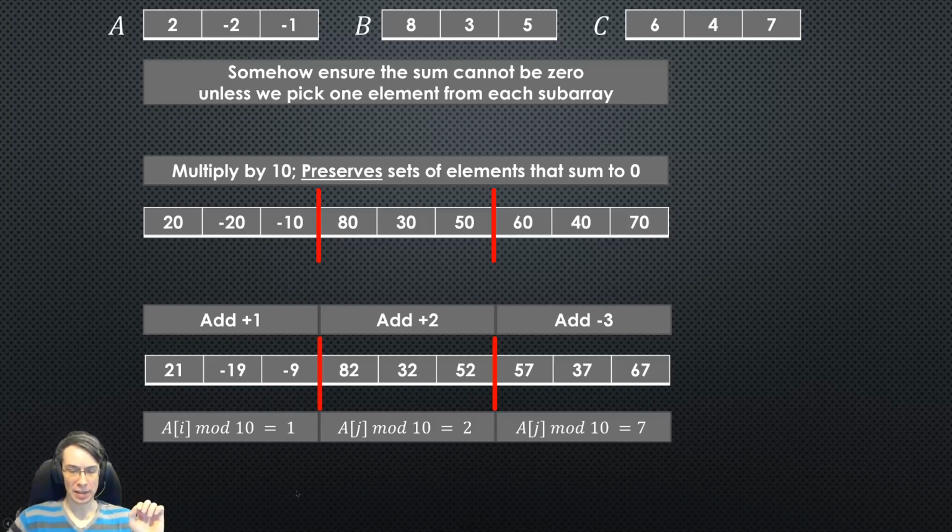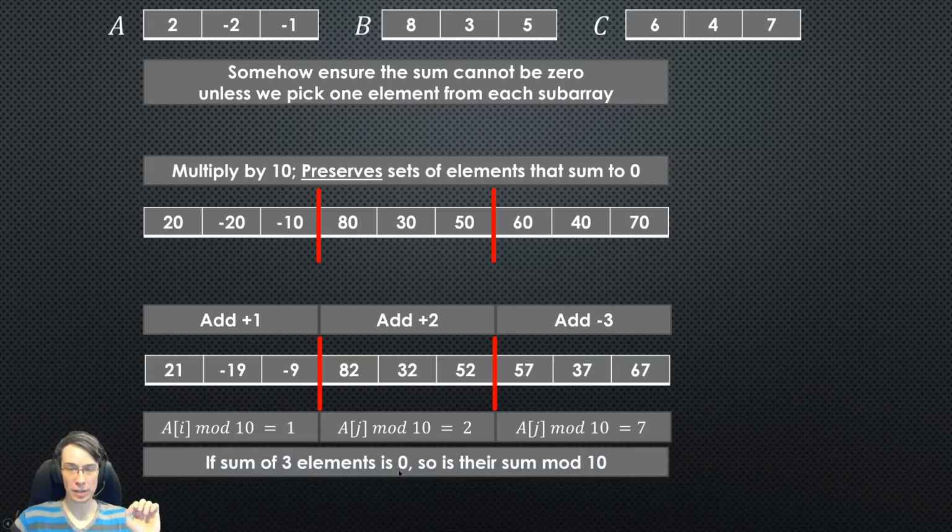Now, if you think for a moment, suppose I take 3 elements from A, and mod 10 those elements are all 1. The sum of 3 elements mod 10, if all 3 are from A, will be 3. But if a sum of 3 elements is 0, their sum mod 10 must be 0. So if we're going to pick 3 elements from this big combined array after this modification and have their sum be 0, then their sum mod 10 must also be 0, which means I need to add these residuals together and get 0 mod 10. The only way to do that is by taking one element from subarray A, one from subarray B, and one from subarray C, because 7 plus 2 plus 1 mod 10 is 0.